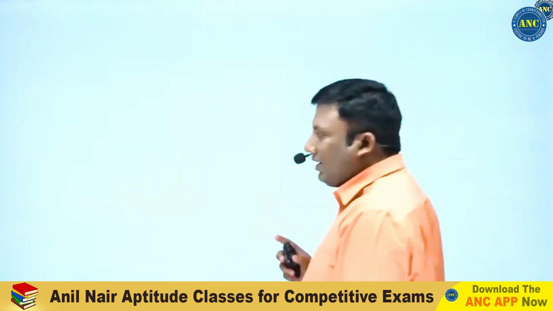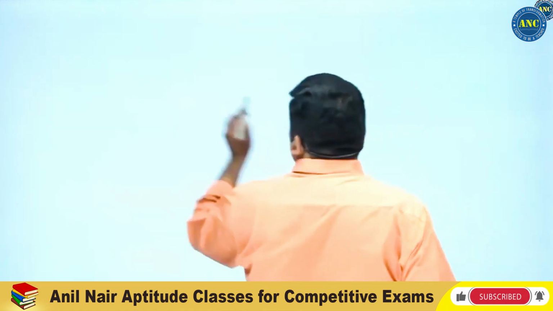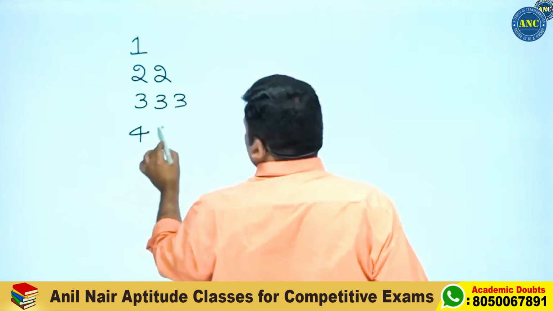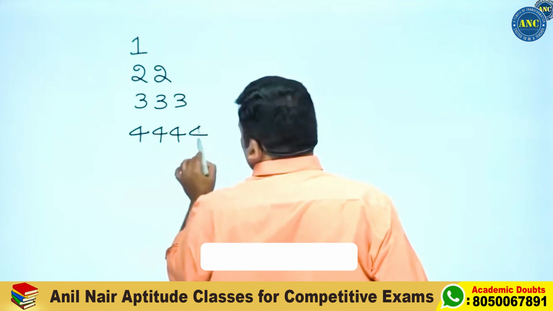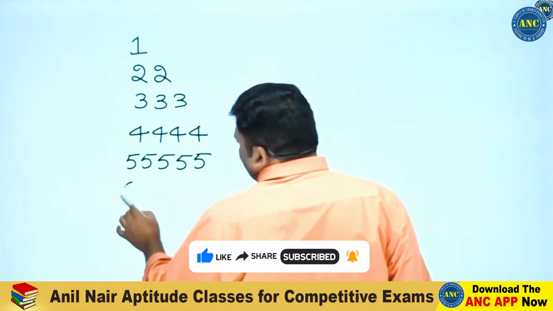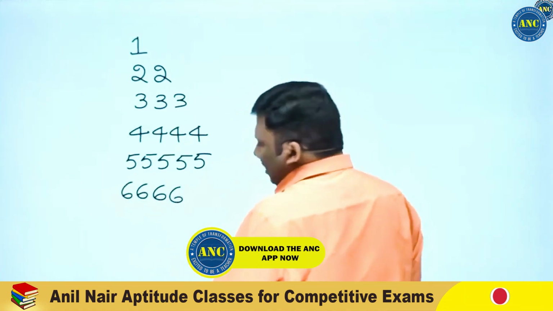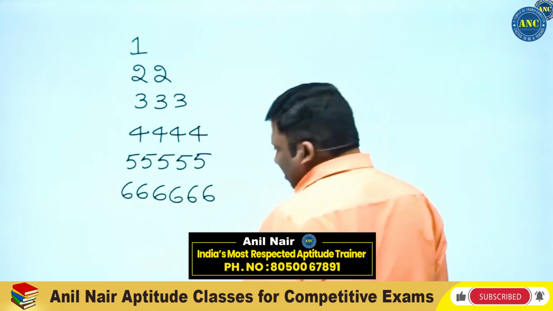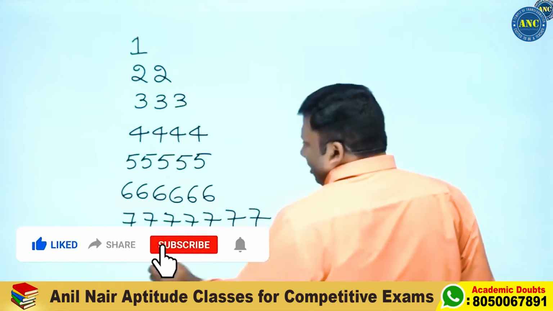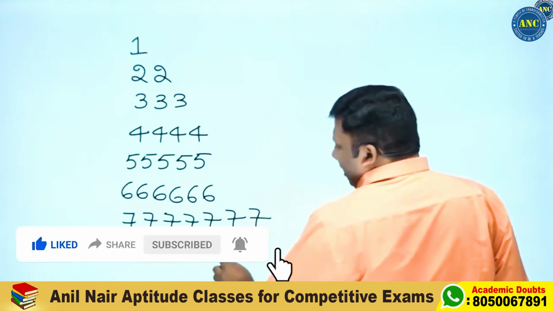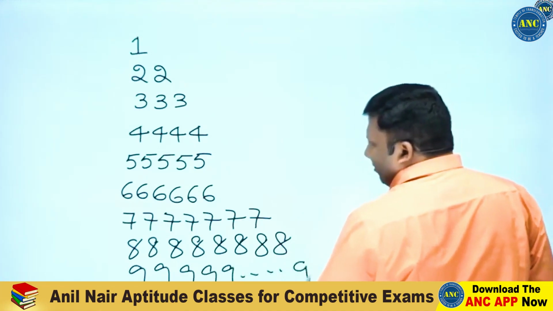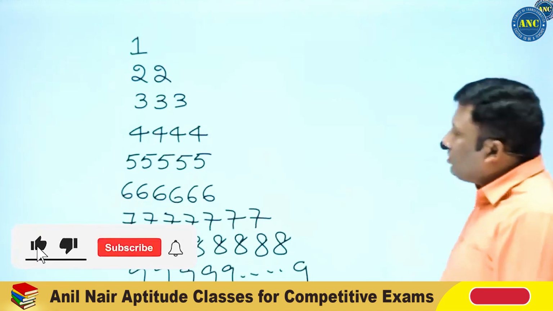Based upon this one, let us create another question. The question goes like this. 1 is written once, 2 is written twice, 3 is written thrice, 4 is written 4 times, 5 is written 5 times, 6 is written 6 times, 7 is written 7 times, 8 is written 8 times, 9 is written 9 times.